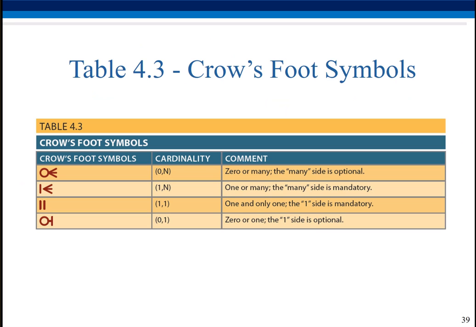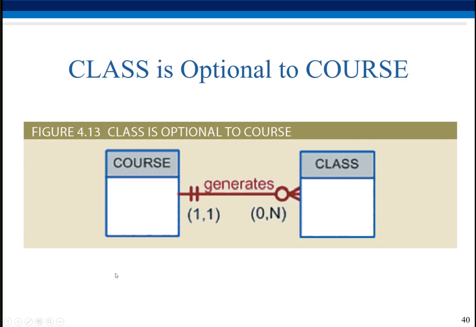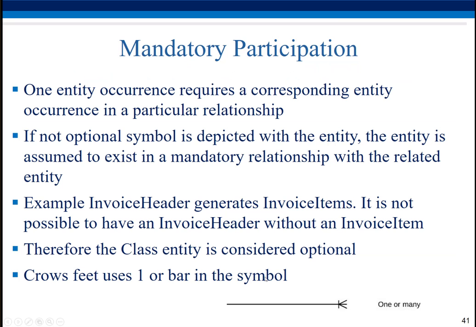Now we have crow's feet symbols, 0 to many, 1 to many, 1 to 1, and 0 to many. And again, a class is optional over here. Therefore, you see the 0. Mandatory participation, again, notice that means you have to have at least 1. So the entity occurrence requires a corresponding entity occurrence in a particular relationship. If it's not optional, you won't see the little 0 in here.